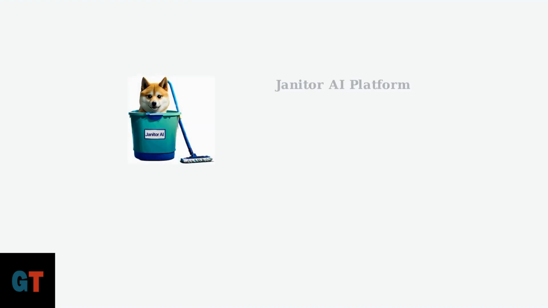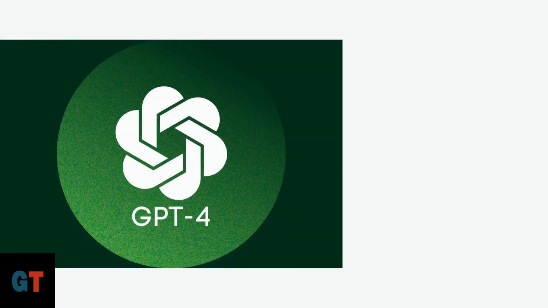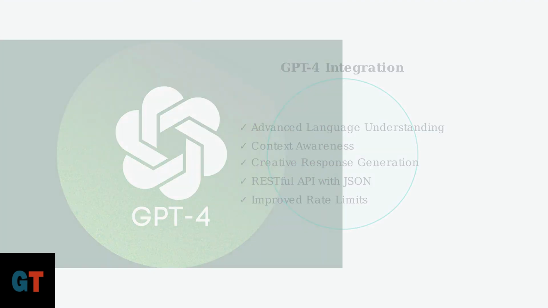Janitor AI has emerged as one of the most popular platforms for creating AI characters, primarily due to its flexible content policies that allow for more creative freedom compared to other platforms. To power these AI characters effectively, integrating with advanced language models is essential. GPT-4 offers superior language understanding, context awareness, and creative response generation through its robust API system.